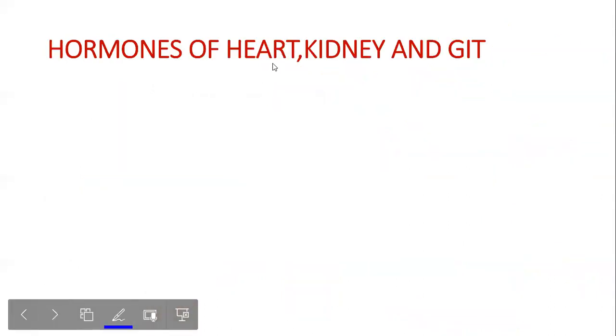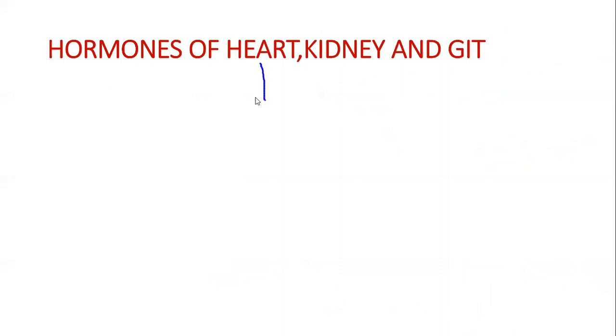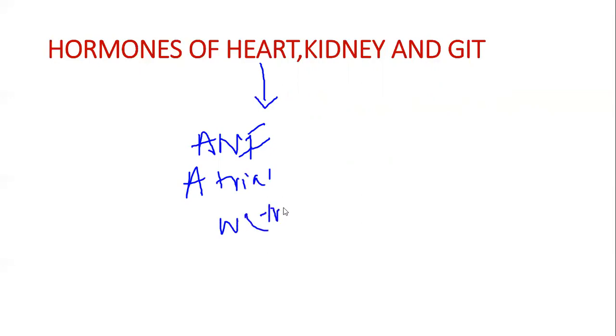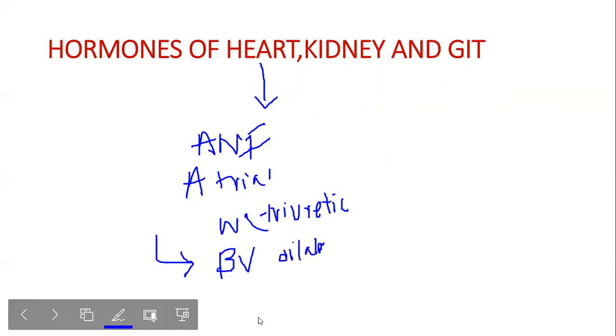Now coming to hormones of the heart, kidney, and gastrointestinal tract. Like I mentioned, these other organs also secrete hormones. Our heart secretes a hormone called ANF, atrial natriuretic factor. This is mainly responsible for dilation of the blood vessels, so it reduces the BP.